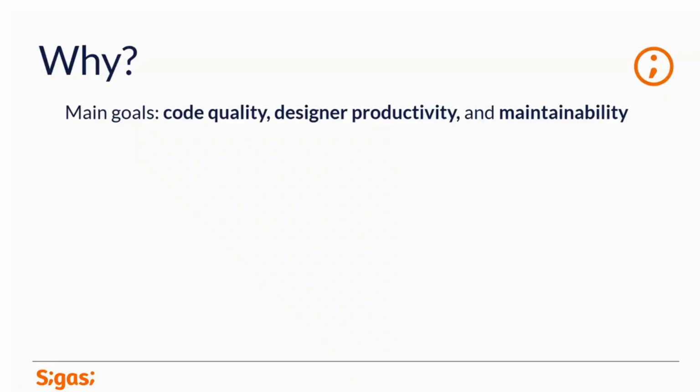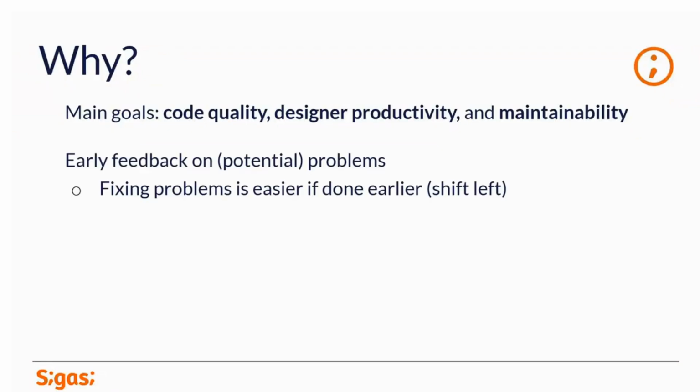So what are the main goals here? Essentially, we care about code quality, designer productivity, and maintainability. Why are these important? Because getting early feedback on potential problems makes a huge difference. If you catch issues earlier, they are much easier and cheaper to fix.